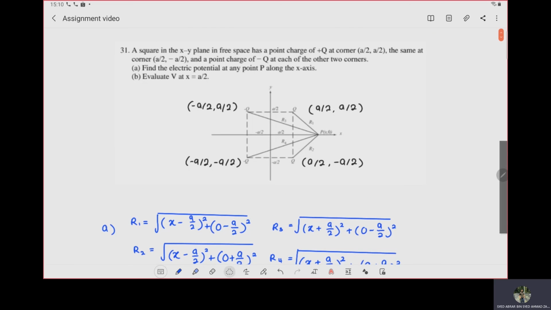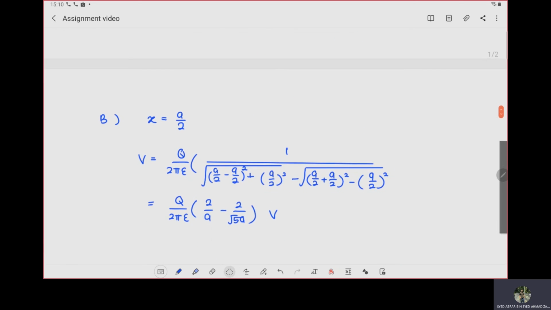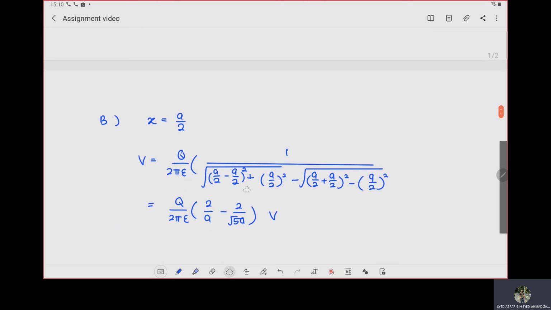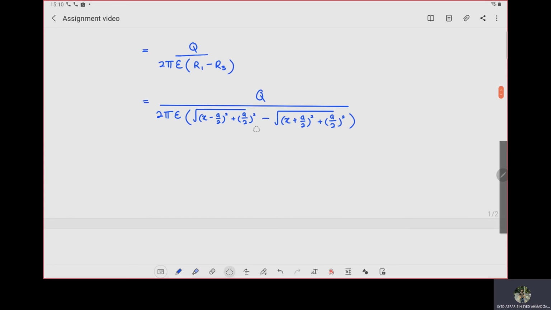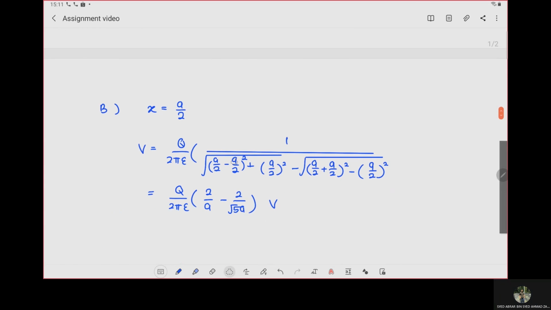Question B: evaluate V at x equal to half a. So x equals half a, we insert it in the x value, this x value here. We know that it can be cancelled out. Plus plus. So this is the simplified answer. That's all from me.